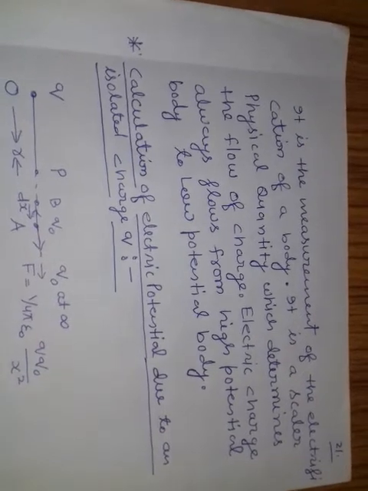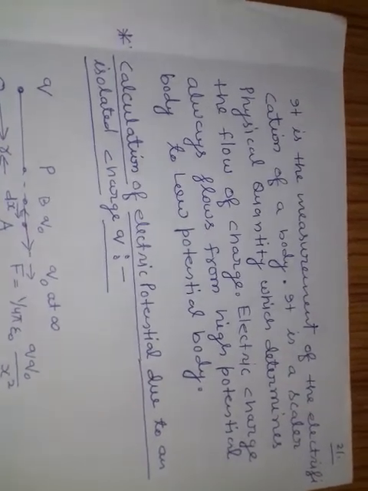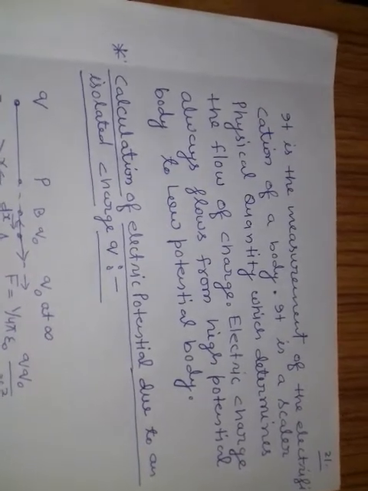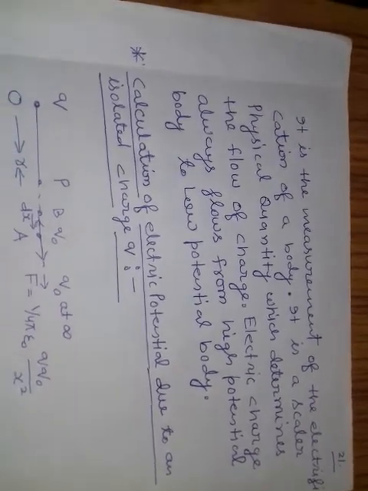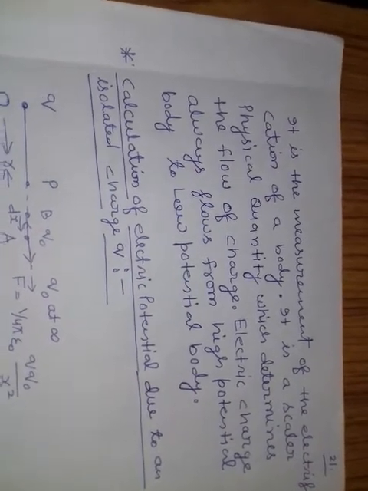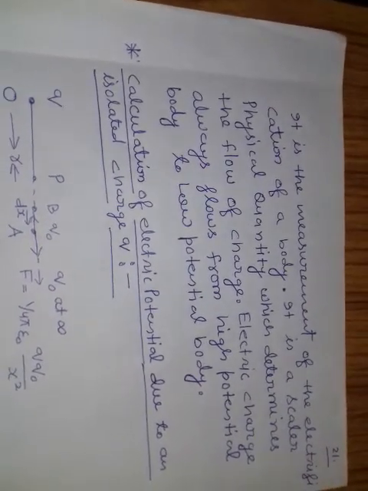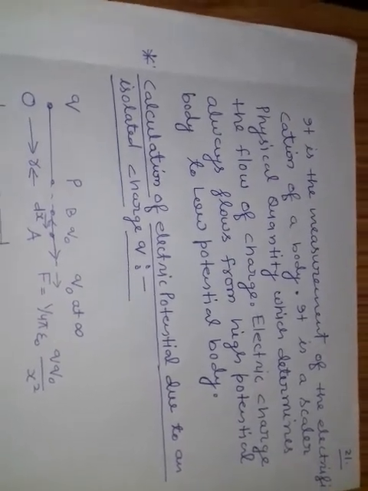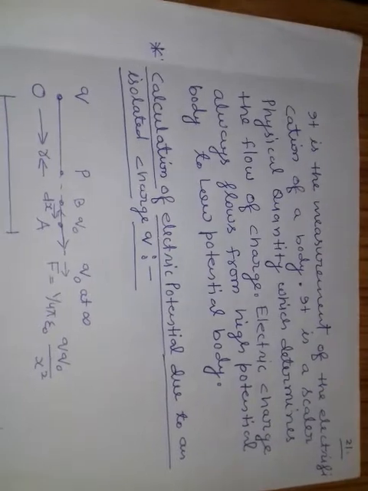Okay, so basically electric potential is the degree of measurement of electrification of a body. It basically determines the flow of charge. Electric charge always flows from high potential body to low potential body.